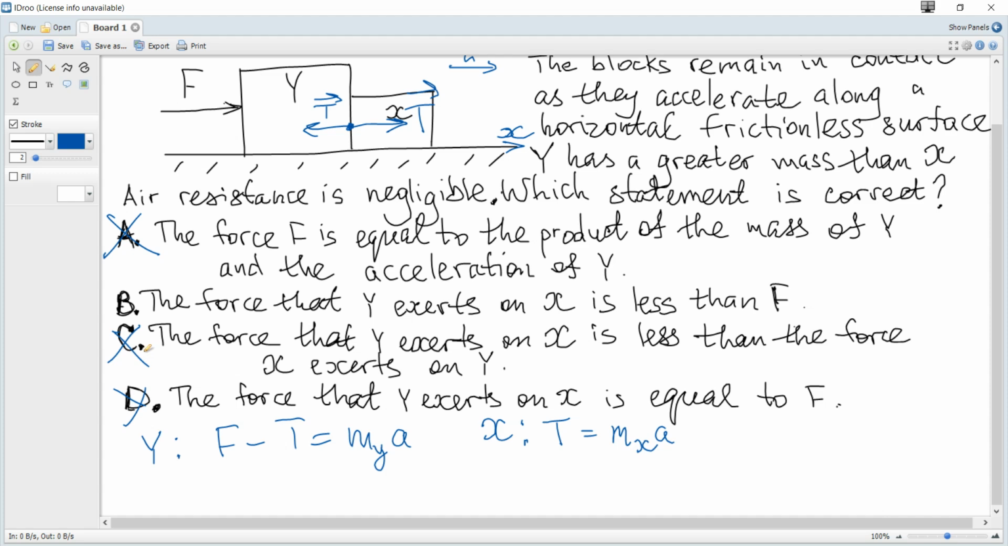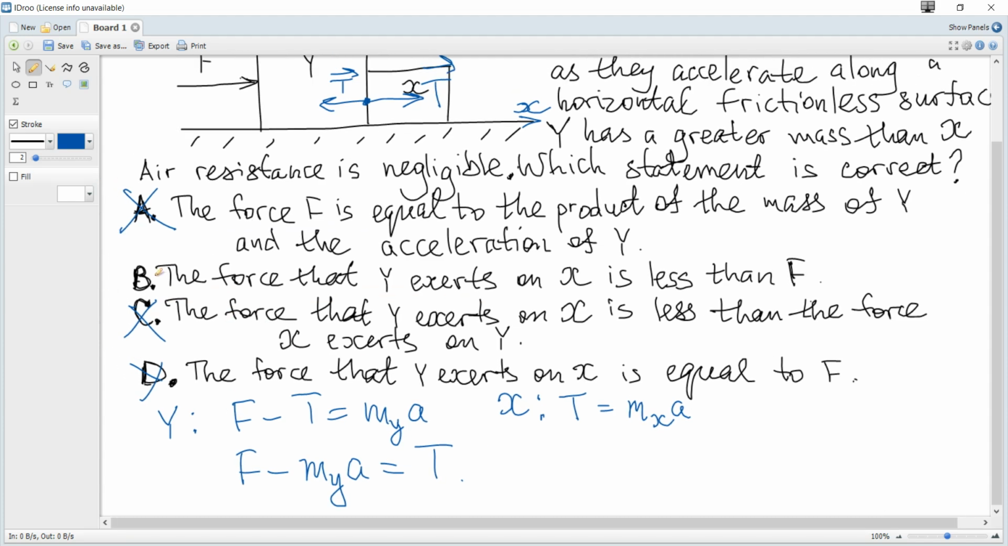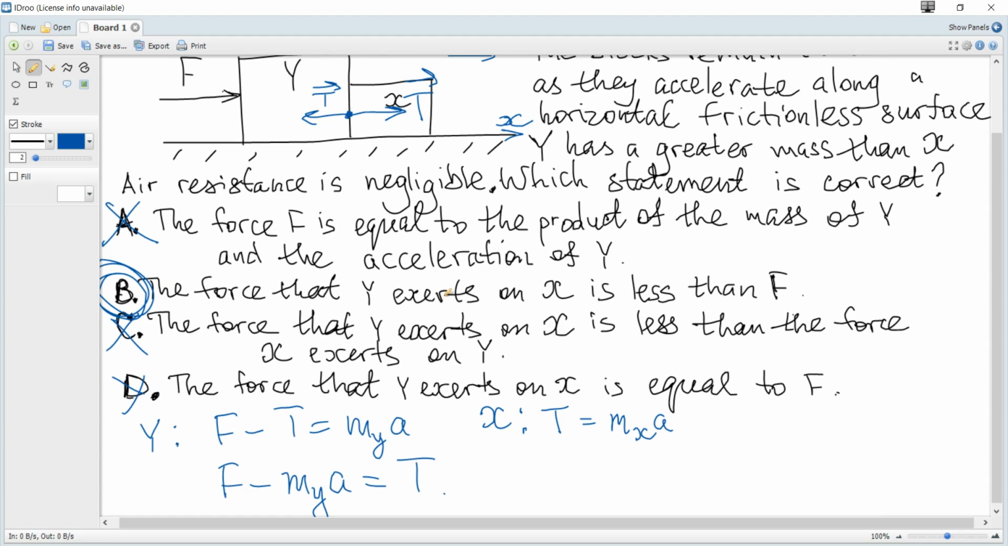And let's consider B. The force that Y exerts on X, it's about T, is less than F. From this, we can see that T is F minus m_y a, and we can see that T is less than F, because it's F minus something, so B is correct. And that's all for this question.